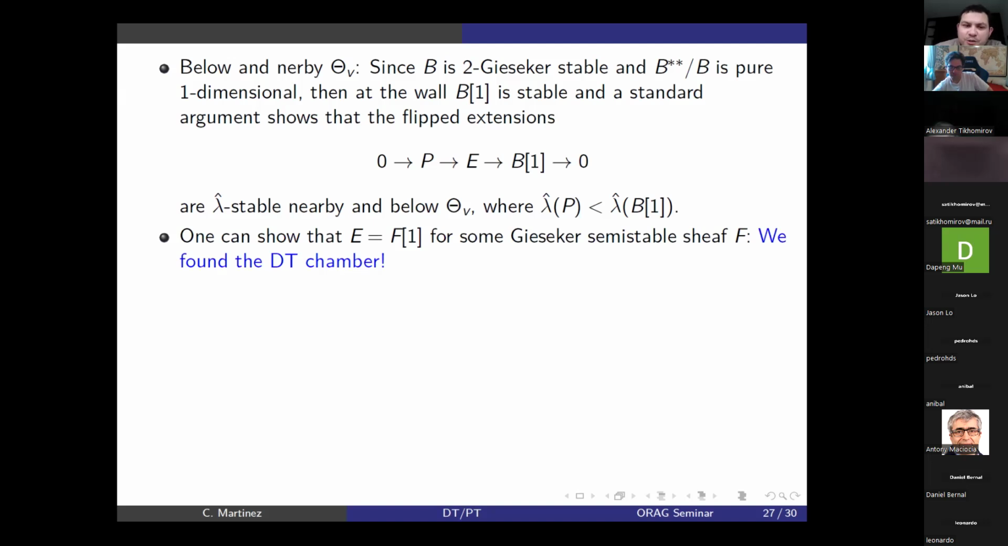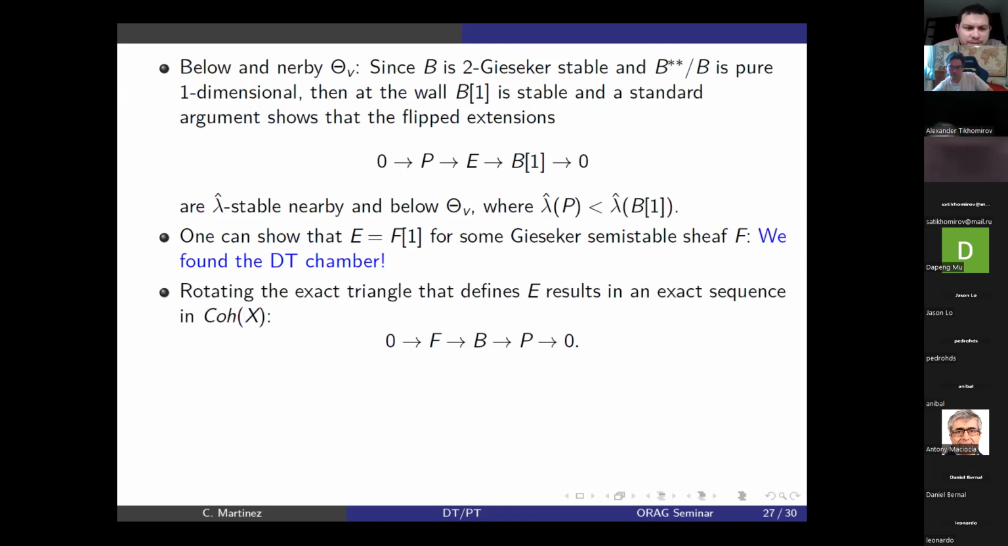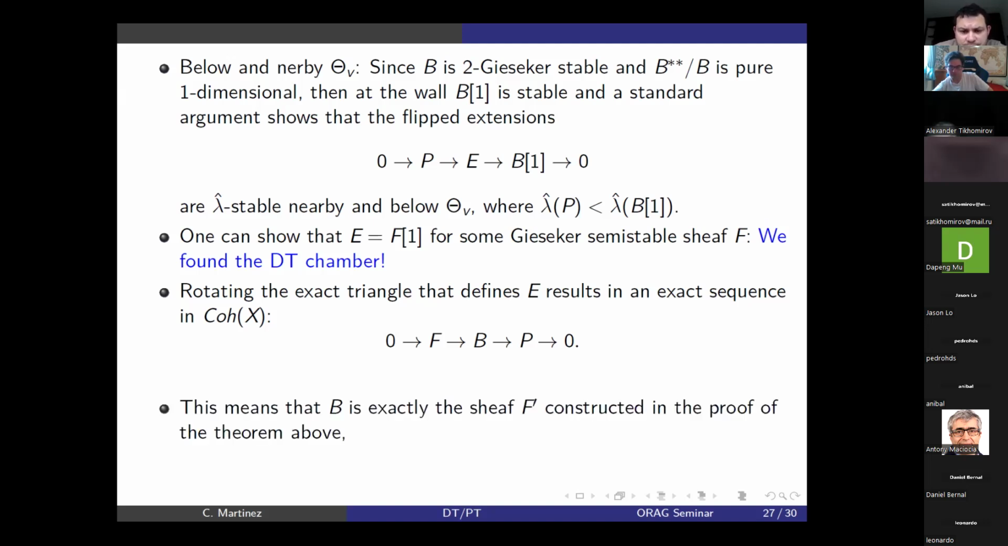And then I would like to say that we found the DT chamber, because then the DT counted the Gieseker semistable objects, and those objects all are semistable just below, right? And then you can go work a little bit further and say, what happens if I rotate that triangle? Because now I know that E is F shifted by 1, and if I rotate that triangle, I get this short exact sequence in the category of coherent sheaves. And then that means that B was exactly the sheaf F prime construction in the proof of the theorem above, right? That was it, because it's this B.